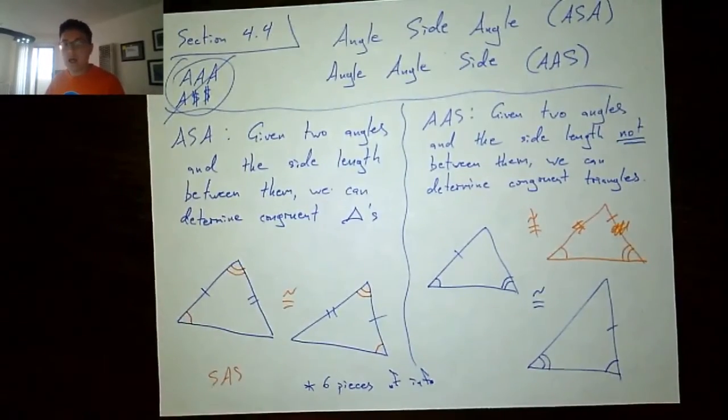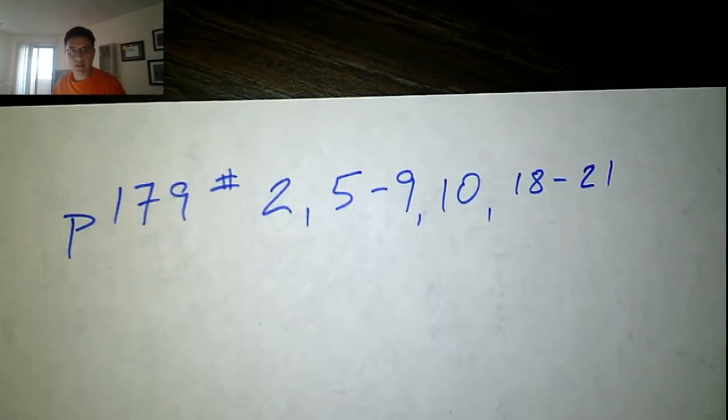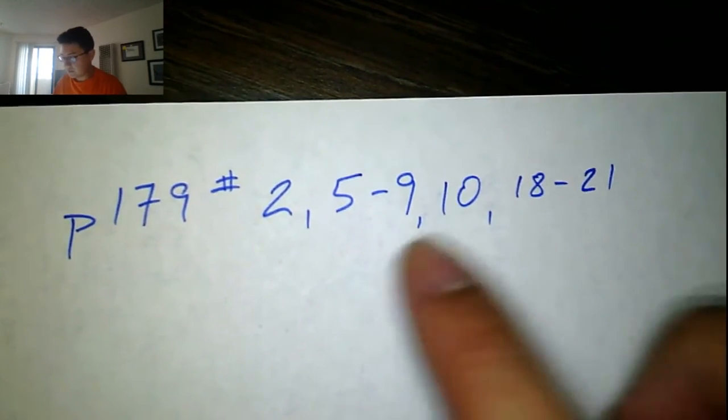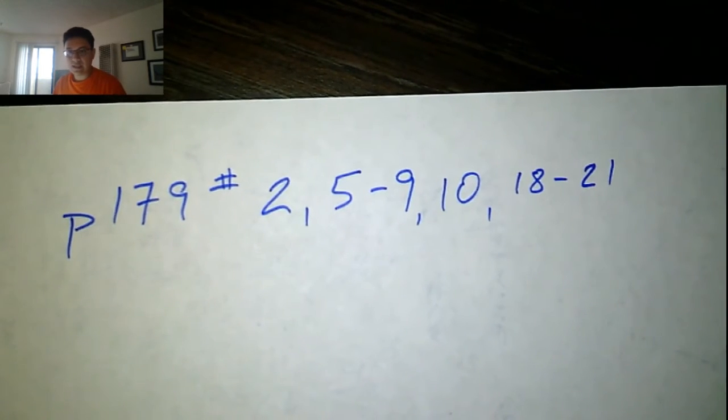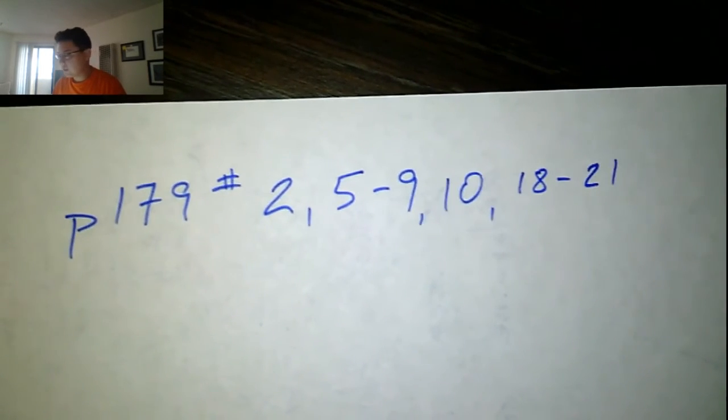All right. I'm going to give you guys your book assignment. You guys can get started on it now. All right, this is our carefully determined book assignment for this particular lesson. Page 179, numbers 2, 5 through 10, my mistake, and then numbers 18 through 21. You guys can go ahead and get started on this.